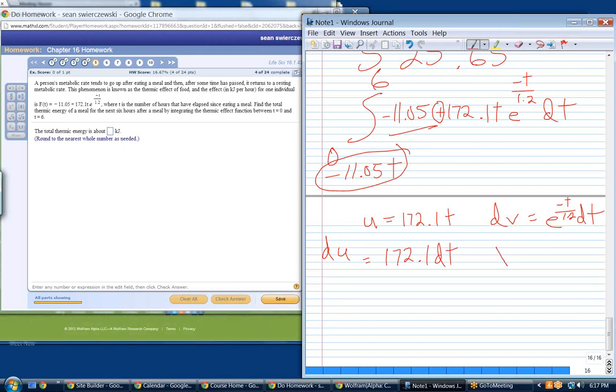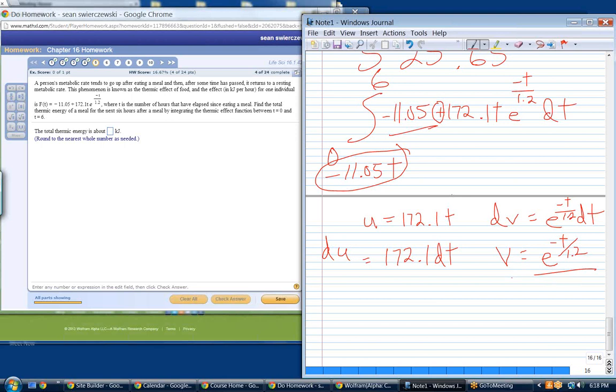Now, what's v going to be equal to? Always start out with what you have. e to the negative t over 1.2. No, remember, the integral of e to the x is e to the x. You don't do anything more with the exponents. But the integral of e to the 2x is e to the 2x divided by the derivative of the top, which is 2. So you need to divide this answer by the derivative of the top. What's the derivative of the top? The derivative of negative t over 1.2?